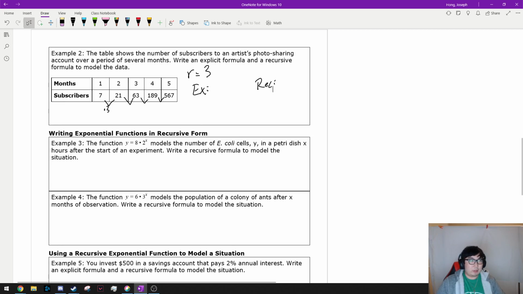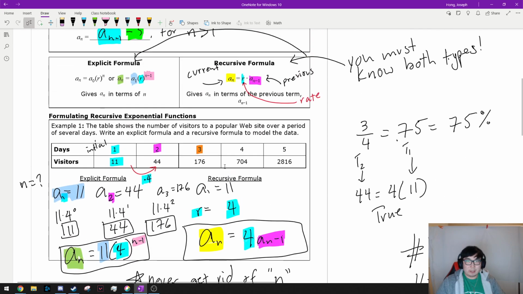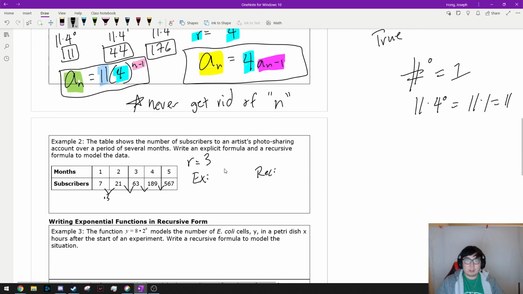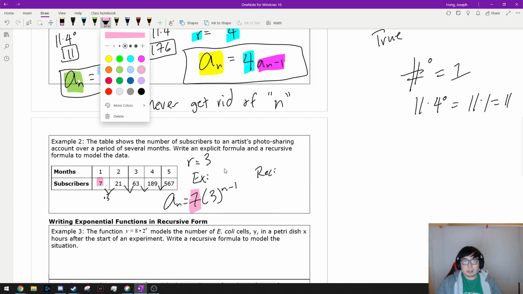If I look back at the equation, which is right here, AN. So I know my first term, right? So this is going to be 7 times 3 to the power of n minus 1 is equal to AN. All I did was plug in my first term, which is right here, first term, and rate.